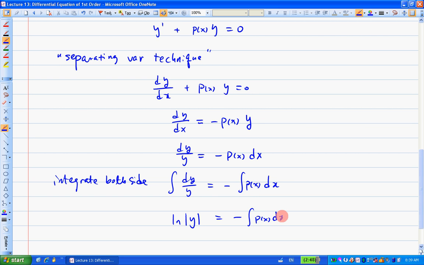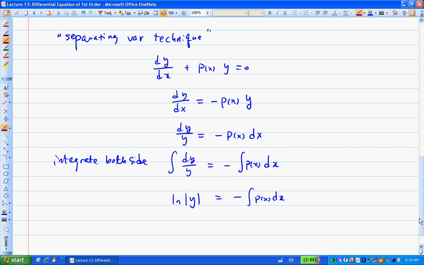Now, technically speaking, we need to add a constant c here. Just on one side? Yes, one side is good enough, because you can add a c1 here and a c2 there, and then c1 minus c2 is just a constant, so we call it c.